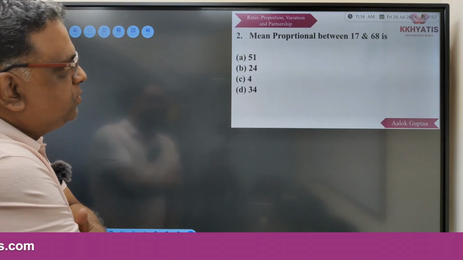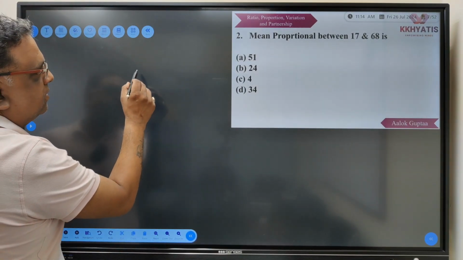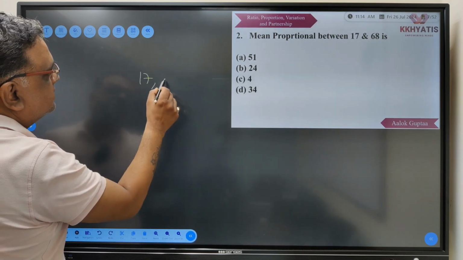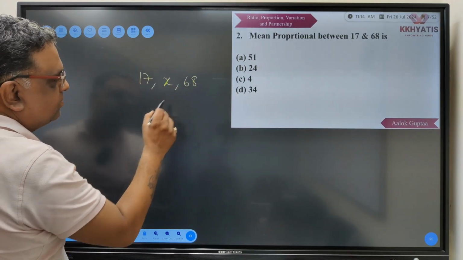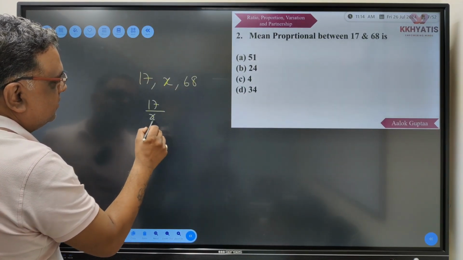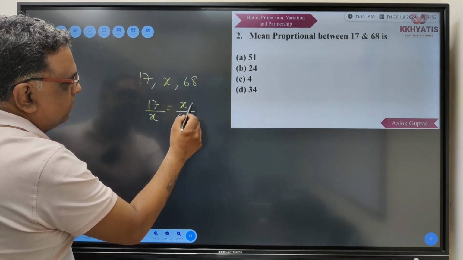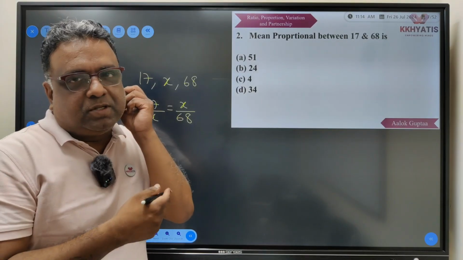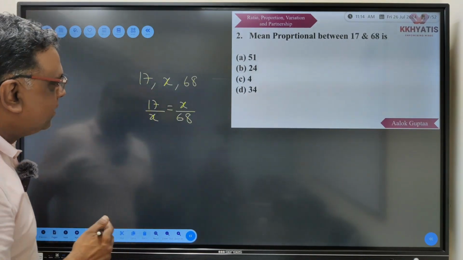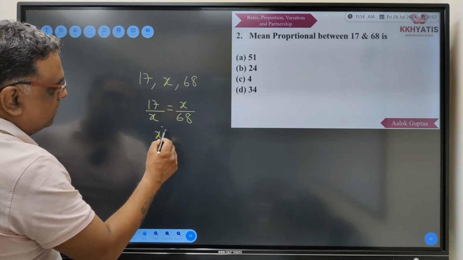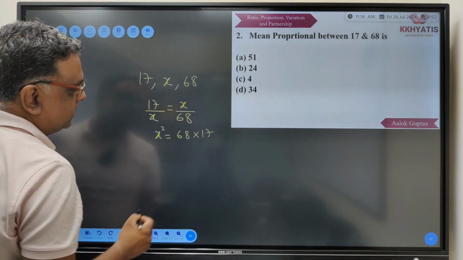So the mean proportional between 17 and 68 is, as I told you, let the mean proportional between 17 and 68 be x, right? Now when they are in proportion, what does it mean? 17 upon x equals x upon 68. I had talked about this concept of continuous proportion, mean proportion in my previous video. So x square will become 68 into 17.